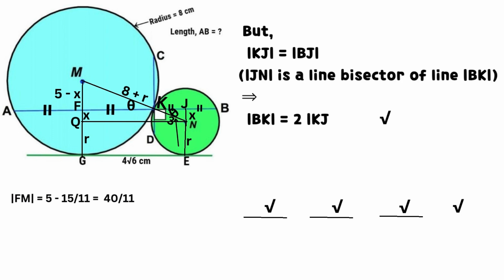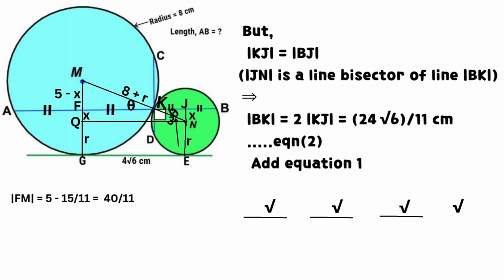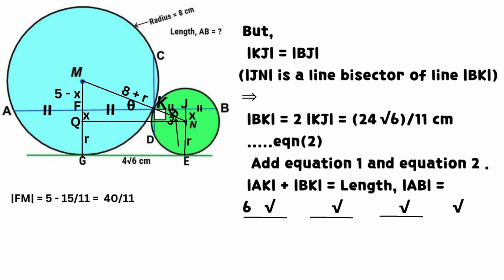But line KJ equals line BJ. Line JN is a line bisector of line BK. It follows that line BK equals 2 times line KJ, which equals the product of 24 and the square root of 6, all divided by 11 in centimeters. We call it equation 2.